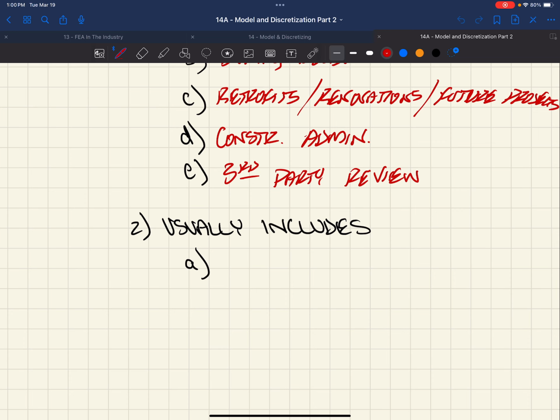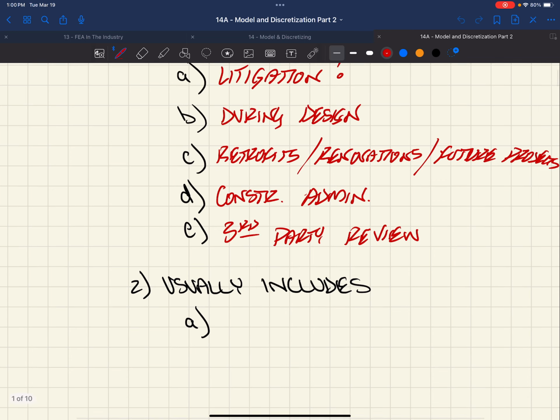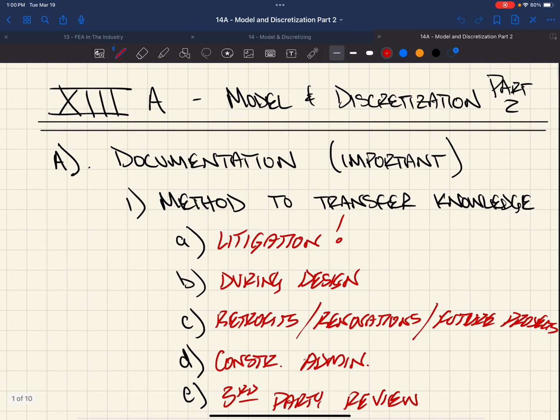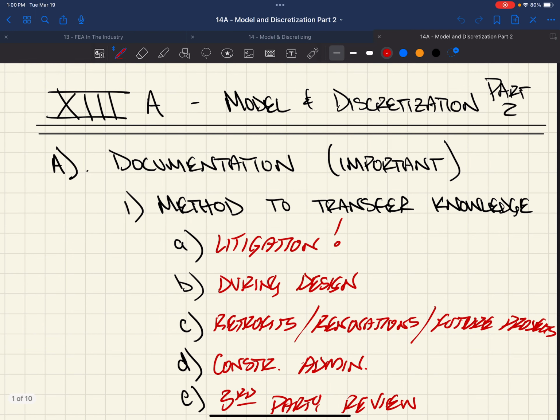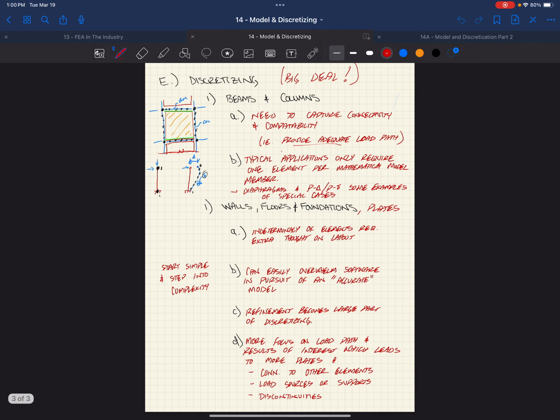We ended yesterday talking about documentation. And I guess before that, we really talked about the model and discretization, right? Breaking the model up, developing this mathematical model and what that takes. A lot of simplifications is really the basis of what needs to happen. And then once we've made that simplification, we try and model it as accurately as we can.